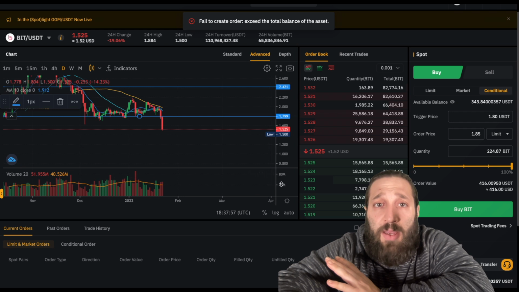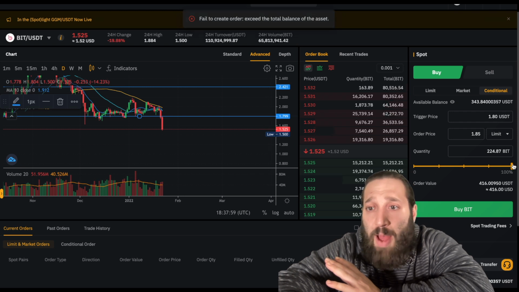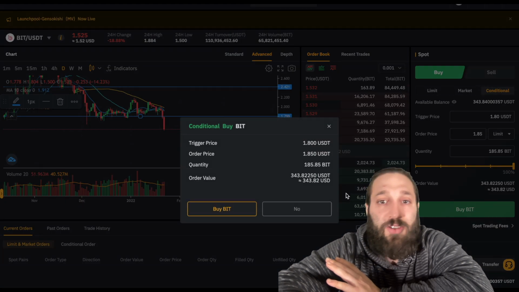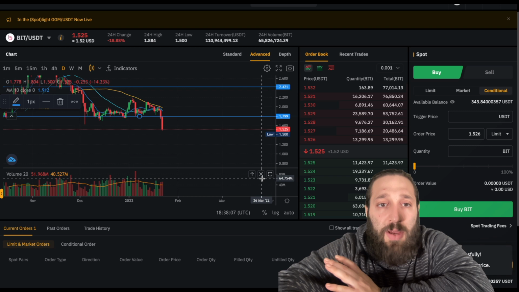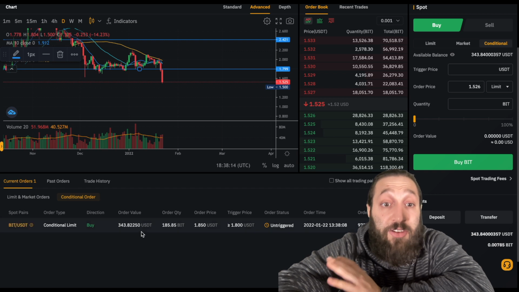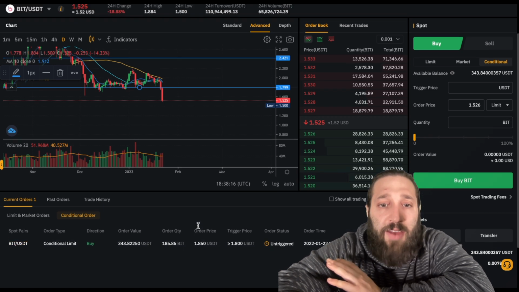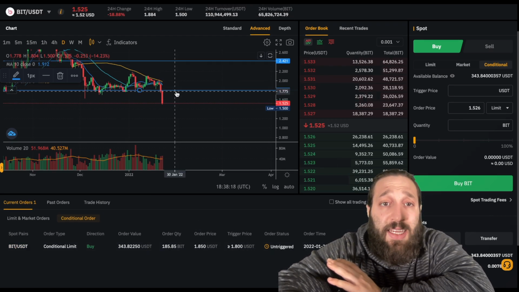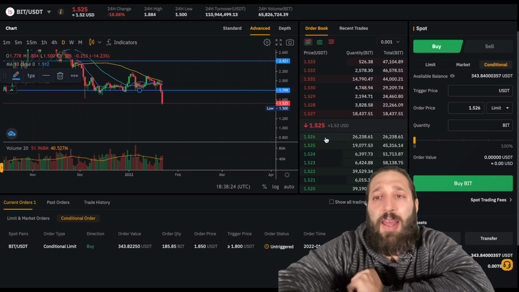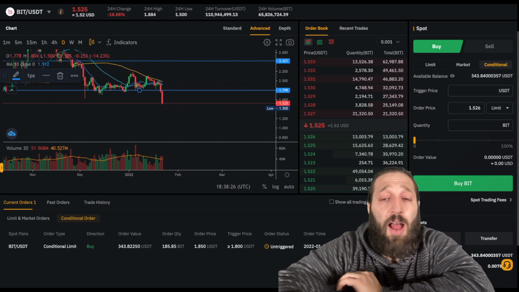So now we exceed the total balance of asset. Shouldn't it calculate that itself? Okay, there. Yeah, that was just a small glitch. So there we have it, Bybit, and our order is in. So you can see current orders under conditional orders. So if it hits $1.80 and then keeps going to 185, we'll get in, and then boom, we are in a breakaway trade. So that's how you can use a conditional order.